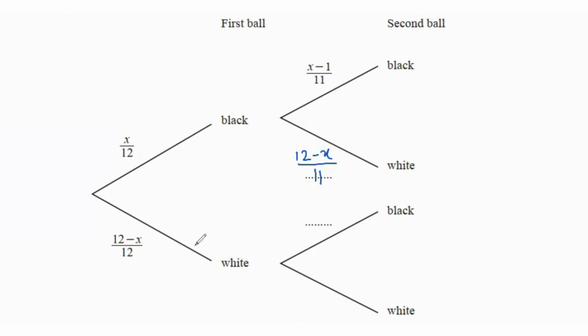And then if we're taking a white ball first, your black balls are going to be x over 11 over here. Why? Because once again, the number of black balls aren't changing if we took a white ball first, but the total number of balls are changing because there's one less white ball. And for the white now, we would do 12 minus x minus 1, which is 11 minus x over 11.